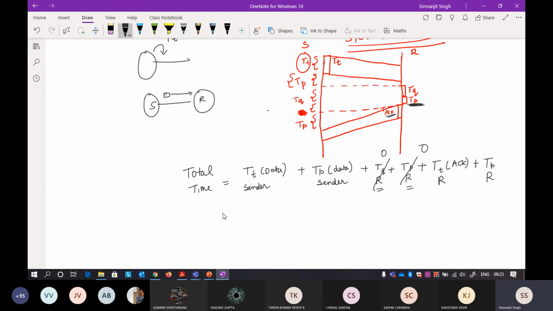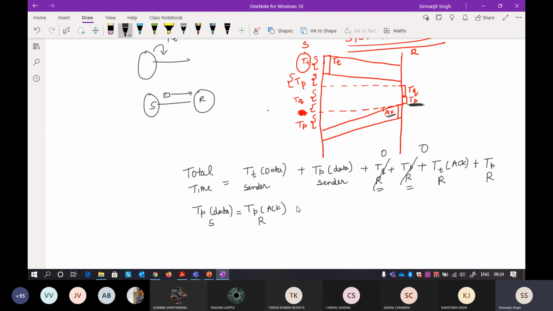Now go towards it. What exactly is the propagation delay? See the propagation delay of the data, because you already know that all the factors are the same. So I'll write it again: the propagation delay of data, and then the propagation delay of the acknowledgement. They both will be equal. This is from the sender side, this is from the receiver side.